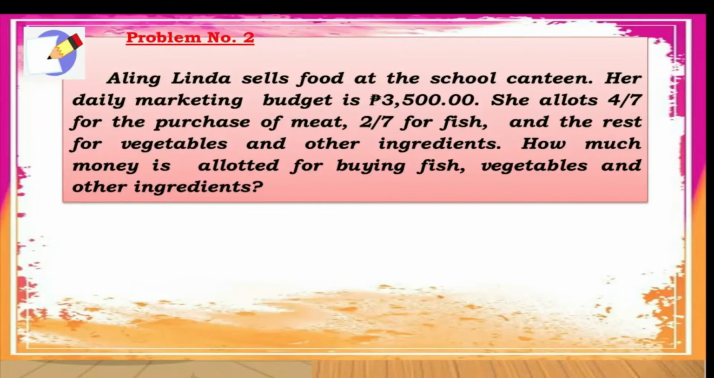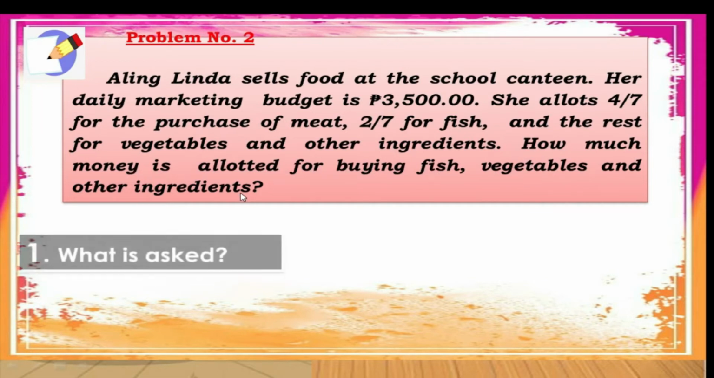Aling Linda sells food at the school canteen. Her daily marketing budget is 3,500 pesos. She allots 4/7 for the purchase of meat, 2/7 for fish, and the rest for vegetables and other ingredients. How much money is allotted for buying fish, vegetables, and other ingredients?